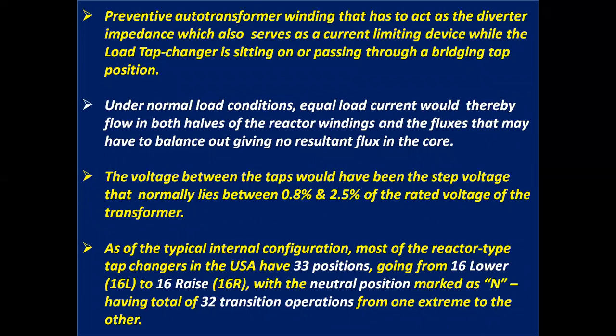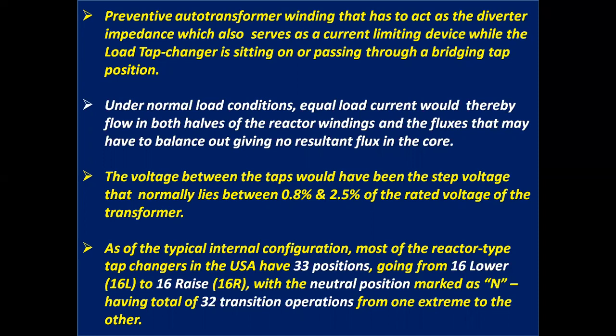Again, I repeat, the preventive auto-transformer winding has to act as the diverter impedance, which also serves as a current limiting device while the load tap changer is sitting on or passing through a bridging tap position.